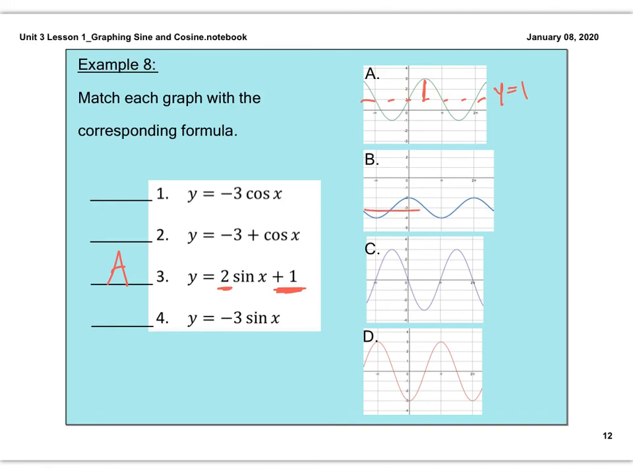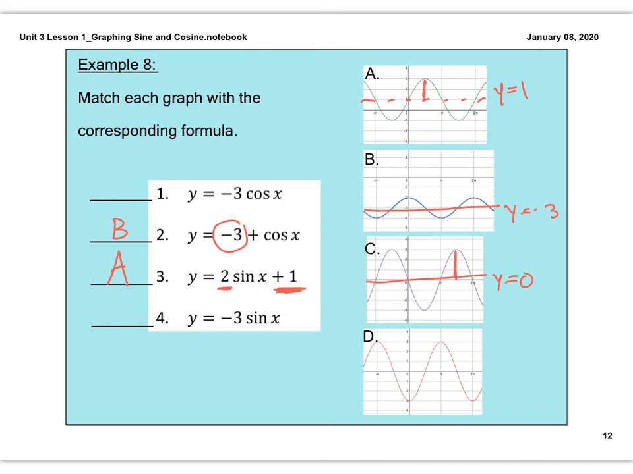Okay, so B, the midline is down here at y equals -3, so I know I have to shift down 3. Here's a -3 that is not a coefficient right in front of the function. It's kind of separated. That's going to be my shift down. So this is going to be B. Here my midline is y equals 0. It looks like I have an amplitude of 3.